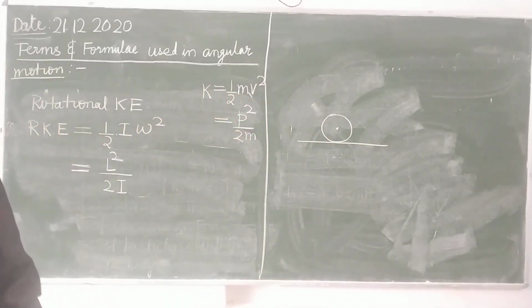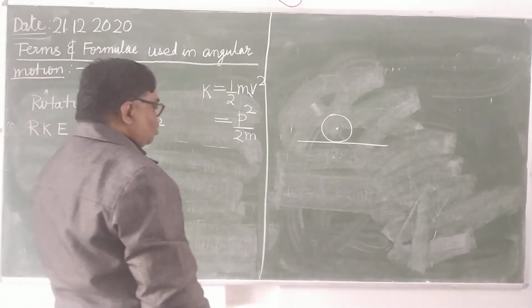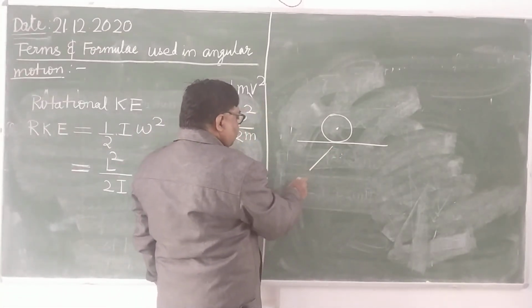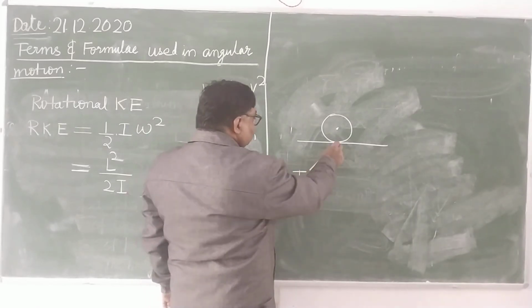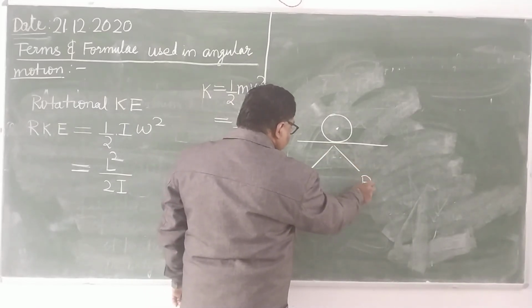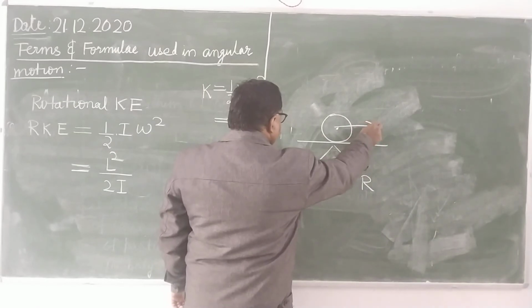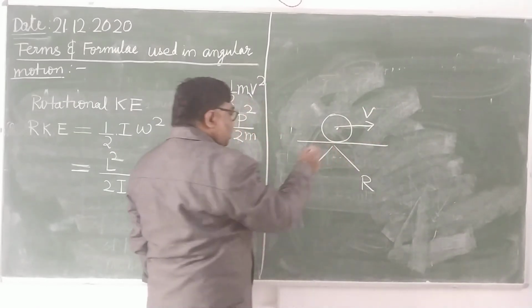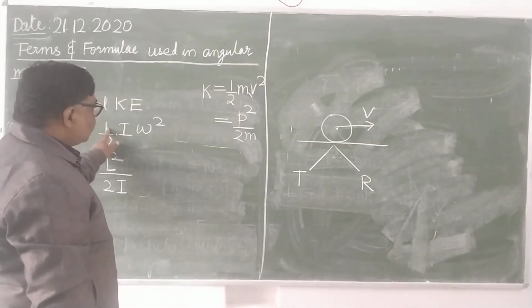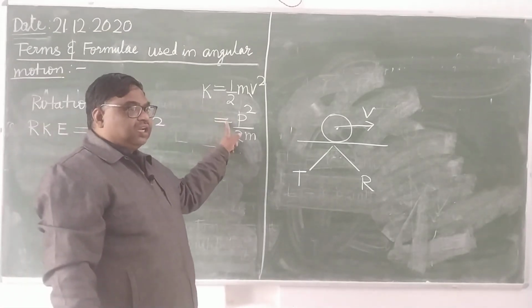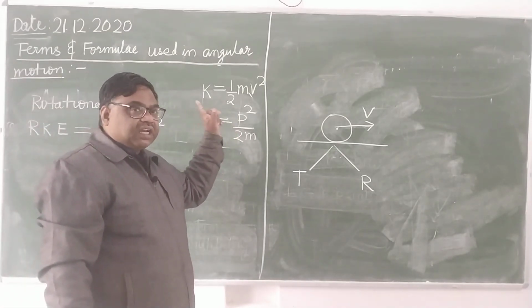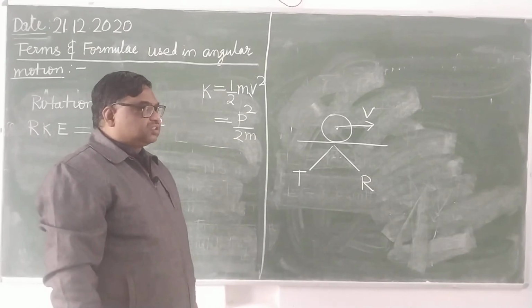It is moving on the ground. So it is performing both the motions together: linear motion as well as angular motion. Linear motion, that is translational motion, as well as rotational motion. So such a body will have both rotational kinetic energy as well as linear kinetic energy, the kinetic energy due to the translational motion.